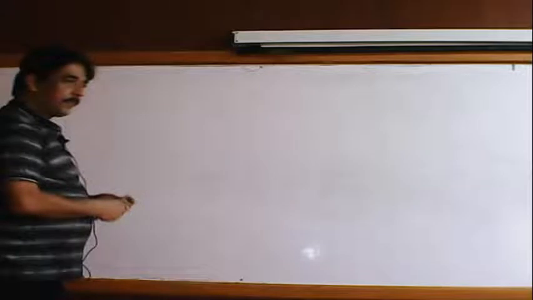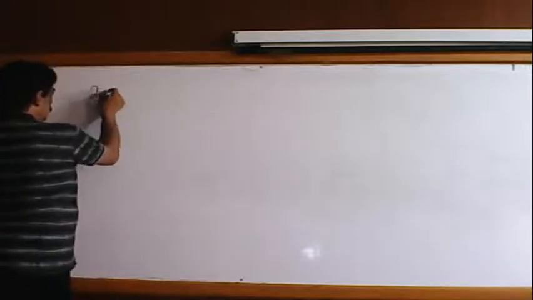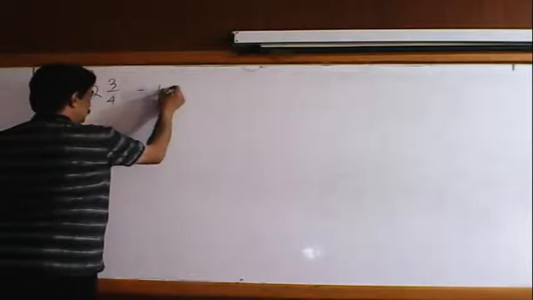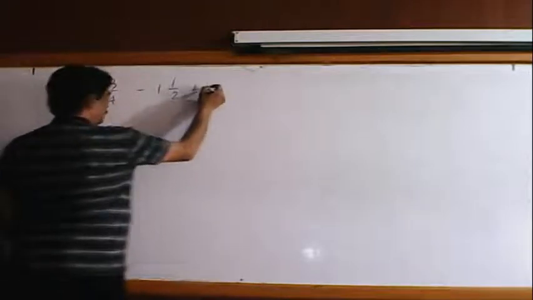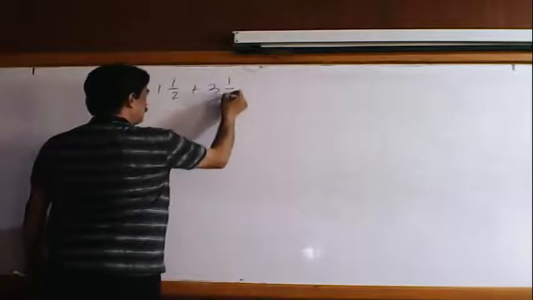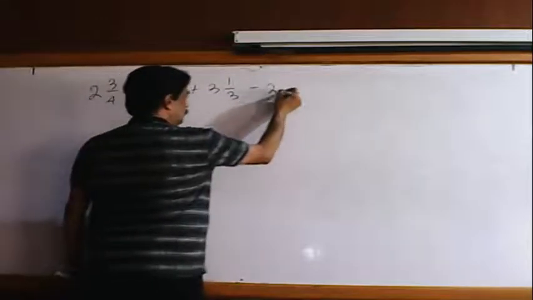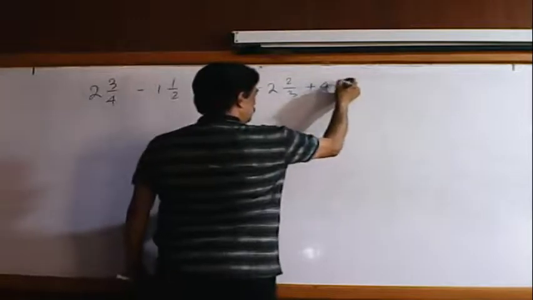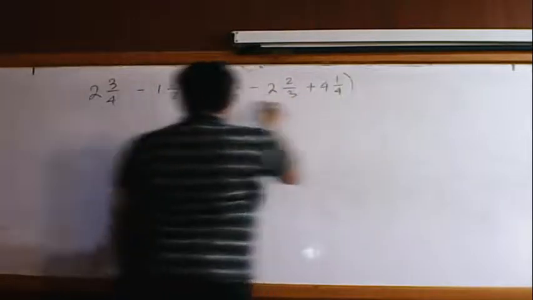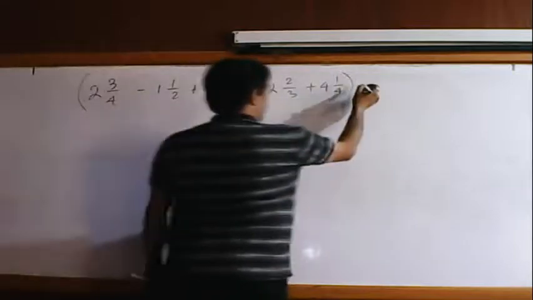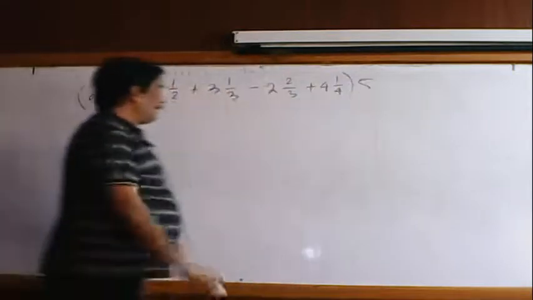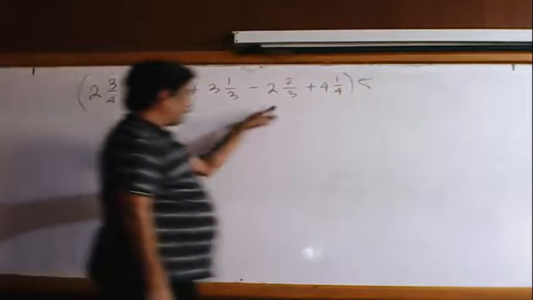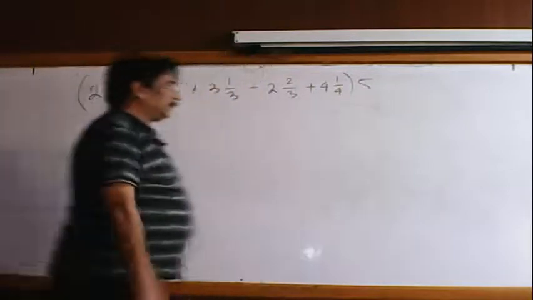Next part, I write 2 and 2/3, 3/4 minus 1 and half plus 3 and 1/3 minus 2 and 2/3 plus 4 and 1/4, multiply by 5. Now observe this 4, 2, 5, 3, 4, not divided by this part.